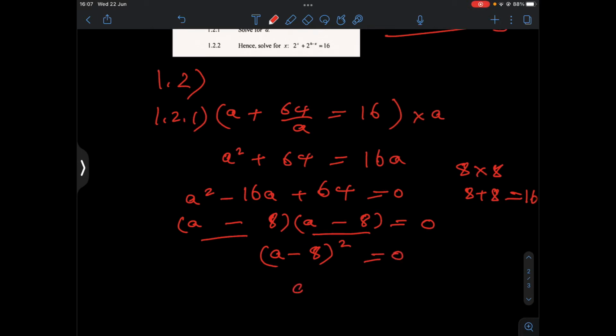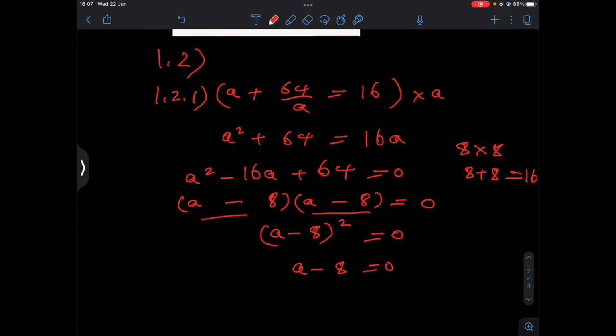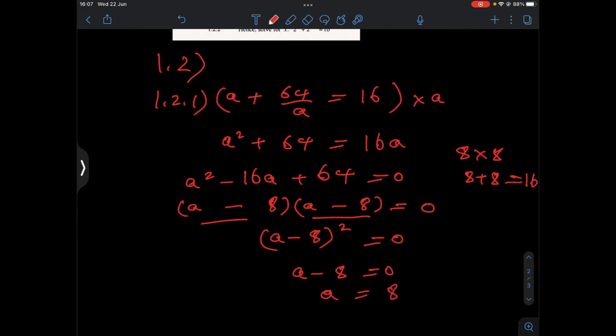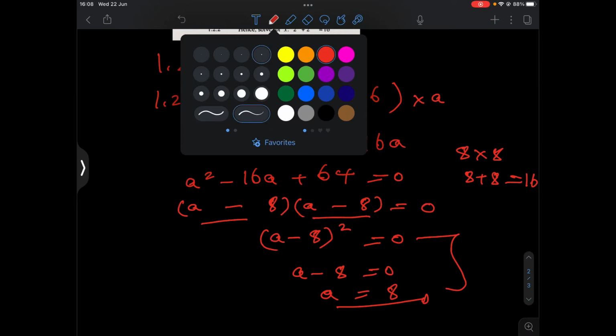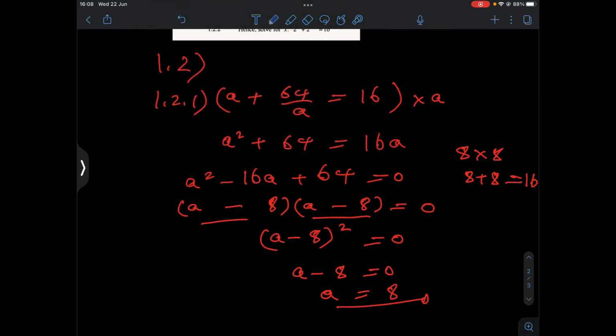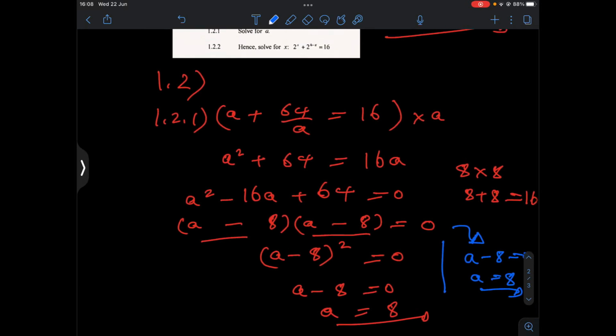Take the square roots on both sides. a minus 8 equals 0. Then our answer is a equals 8. You don't have to necessarily follow these 3 steps here. You can just jump straight to saying a minus 8 equals 0, a equals 8. That's our answer there. So this graph only touches the x-axis at one point if we were to draw a quadratic graph of this.